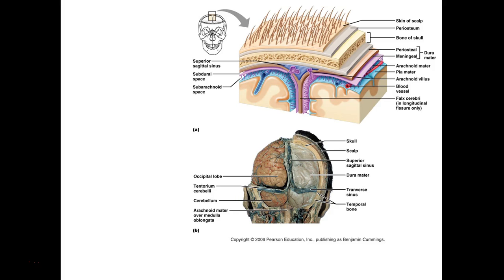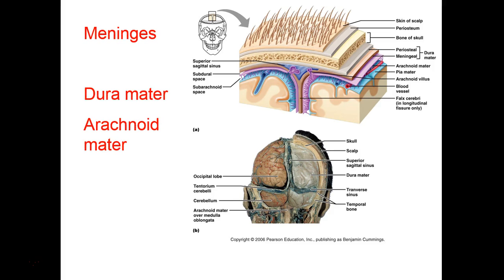It's very tough. The next layer has a lot of blood vessels associated with it, and it has these fibers, and it looks like a spider web. So someone named this middle meninge the arachnoid mater, the spider mother. And then the one that's adherent to the brain tissue is called the pia mater. So you have the dura mater, the tough meninge, the arachnoid mater, the one that's more associated with the blood vessels, and the pia mater, which is adherent to the brain surface.